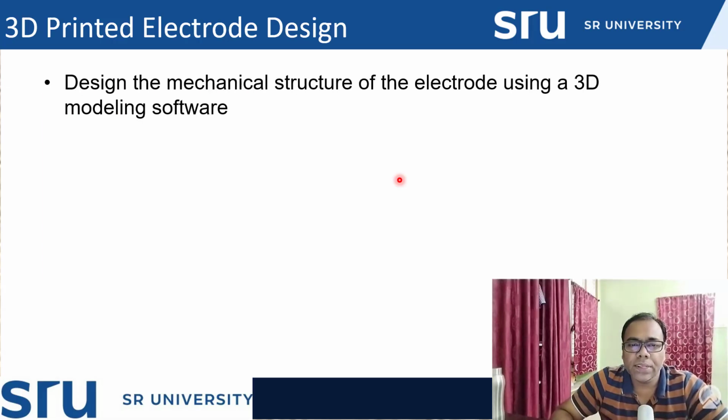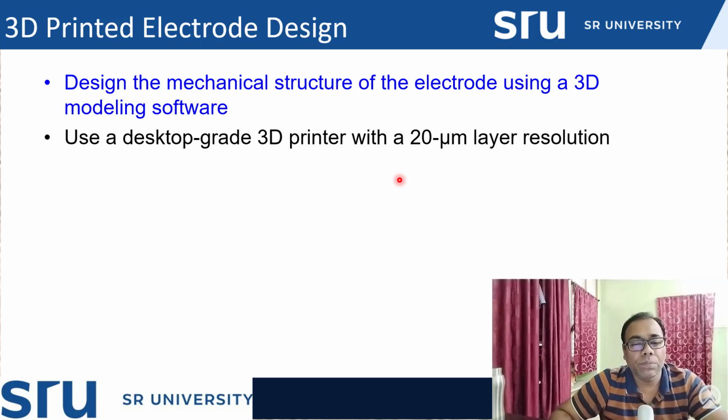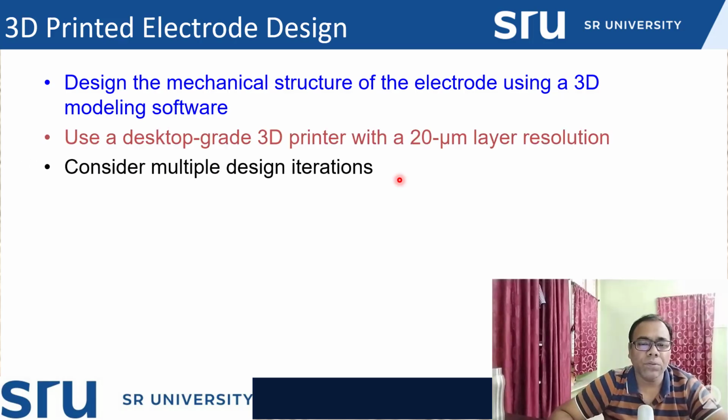Here the design of the mechanical structure of the electrode using 3D printing modeling software will be required. As we know, a CAD model is required, and in the CAD model we can use any design software like CATIA, Fusion 360, Creo, or SolidWorks, as per the requirement. Once your CAD model is ready, you can go for printing, with layer upon layer building taking place.